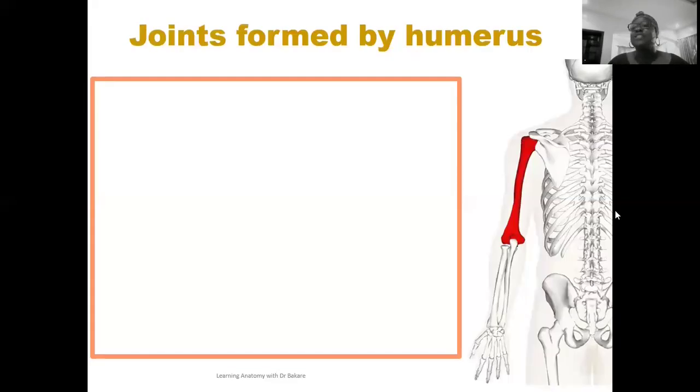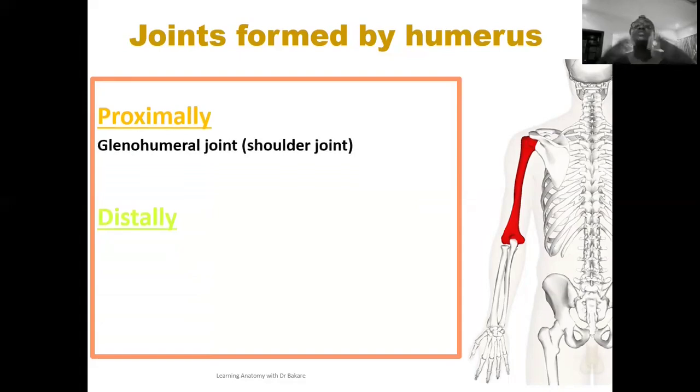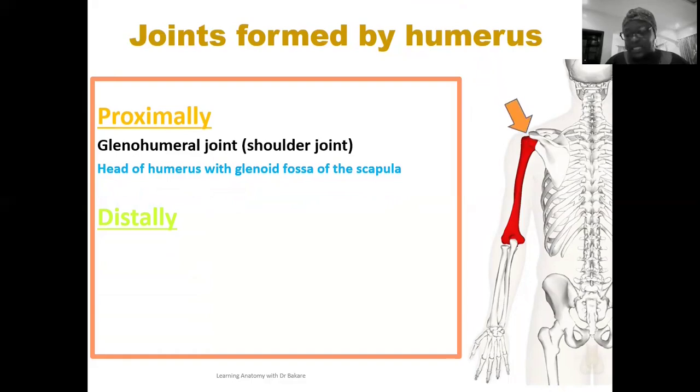So now let's look at the joints formed by the humerus. This should come easy because we already described this in our previous slide. Proximally, we have a joint created, and distally, we also have a joint created. At the proximal region, we have the shoulder joint or the glenohumeral joint. This joint is basically the head of the humerus fitting into the glenoid cavity or fossa of the scapula.